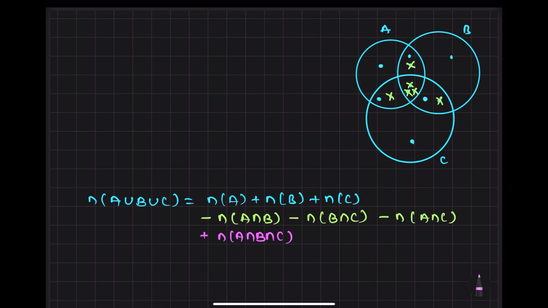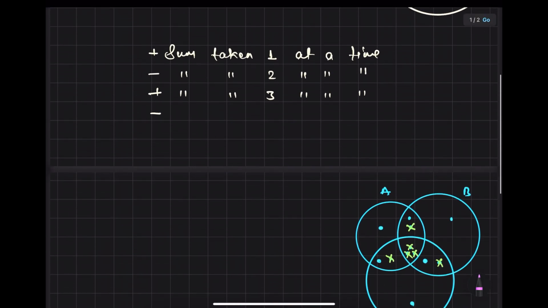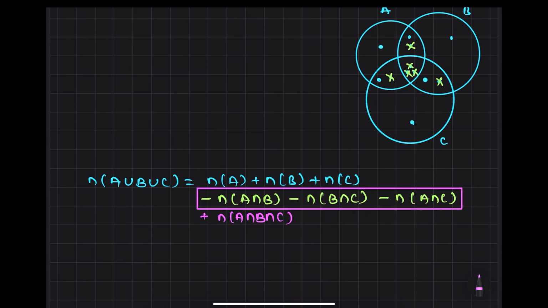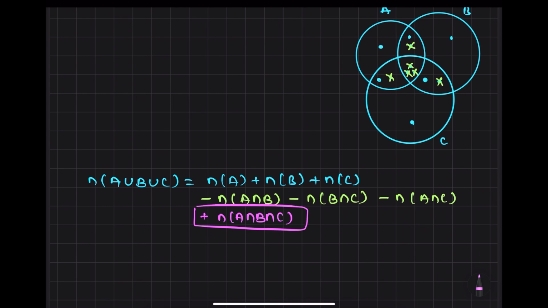So try to recall my idea to write down the formula. Plus sum taken one at a time. Look at this. Plus sum taken one at a time. We have added individually. Then minus sum taken two at a time. On the right hand side you have to use intersection. On the left hand side you will be using union. Then plus sum taken three at a time. I hope till this part you guys are comfortable.